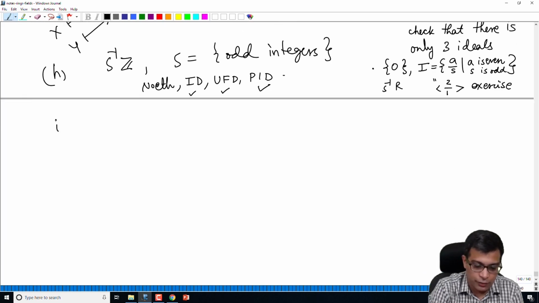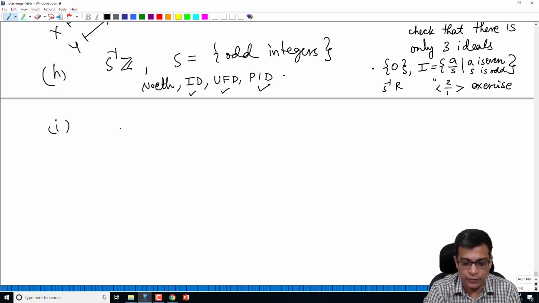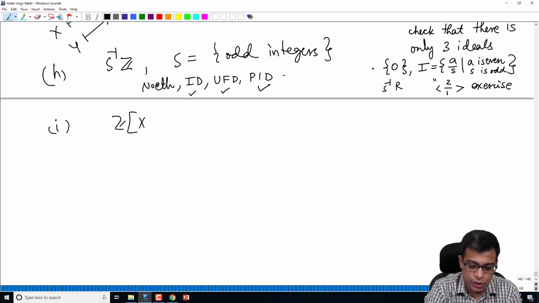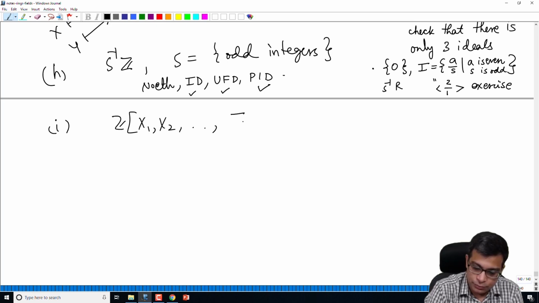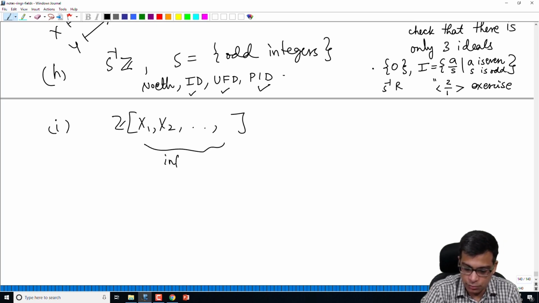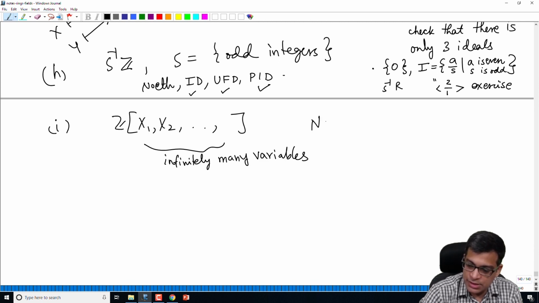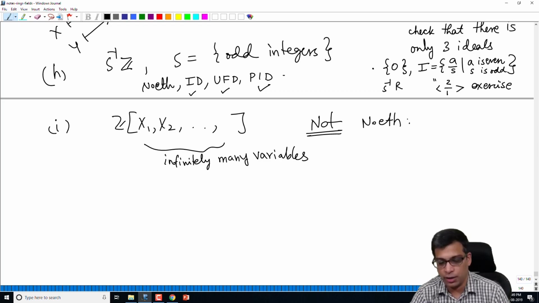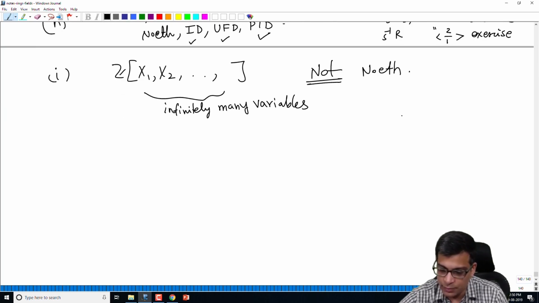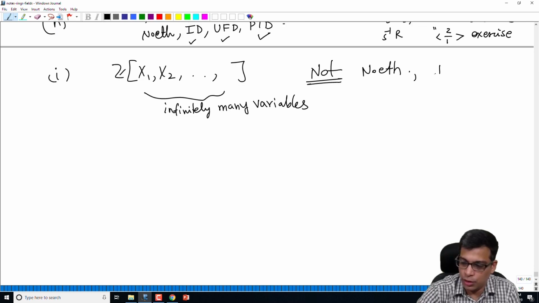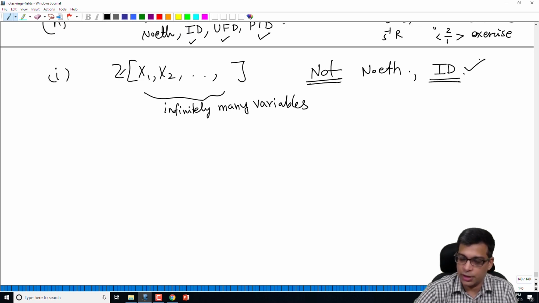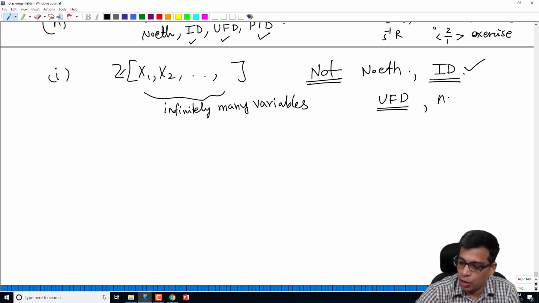And let me just give you a final example of something which is not even Noetherian, for example, if you take ℤ adjoined x1, x2, infinitely many variables. This is not Noetherian. The ideal generated by all variables is not a finitely generated ideal. Though it is an integral domain. It is also a UFD one can show, but not a PID.